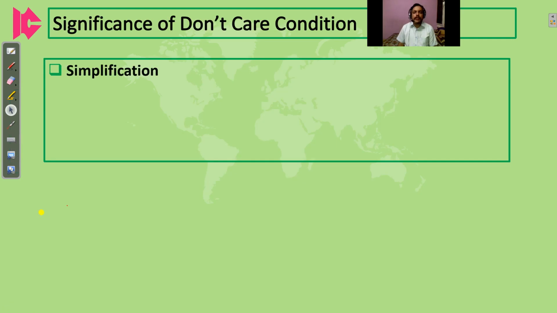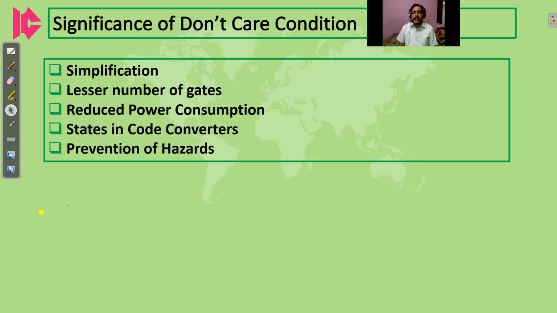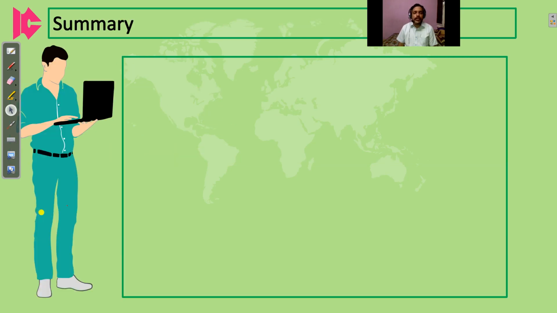So what is the significance of don't care? It is for simplification. Less number of logic gates are required. It reduces the power consumption in the circuit. It is very useful in the code converter and prevents hazardous conditions.